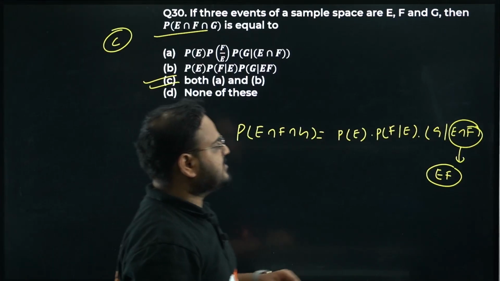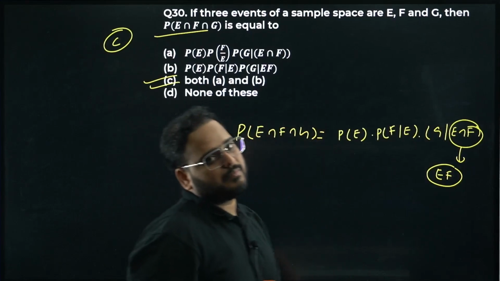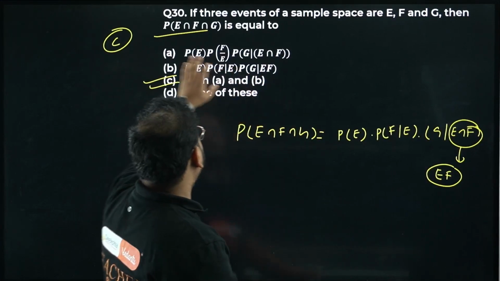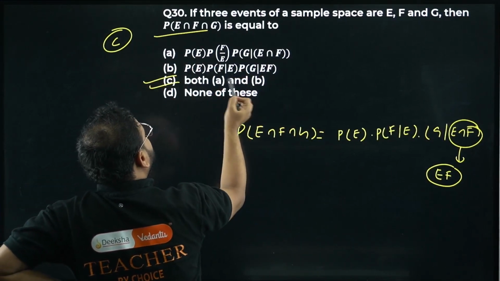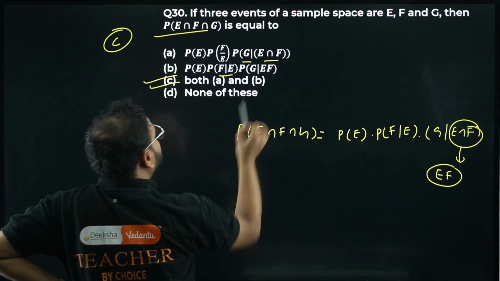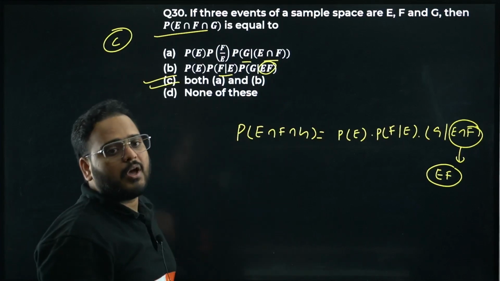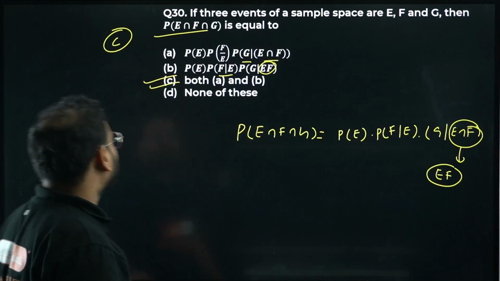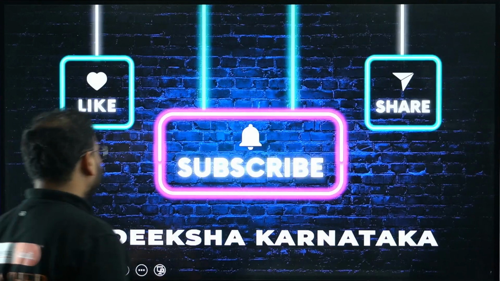Please check. I can write this intersection of E and F simply as EF. Simply EF. They are exactly the same. P(E), P(F|E), P(G|EF), right? Writing this as EF. Answer will be option C. Okay. So this completes your top 30 from the chapter LPP and probability.